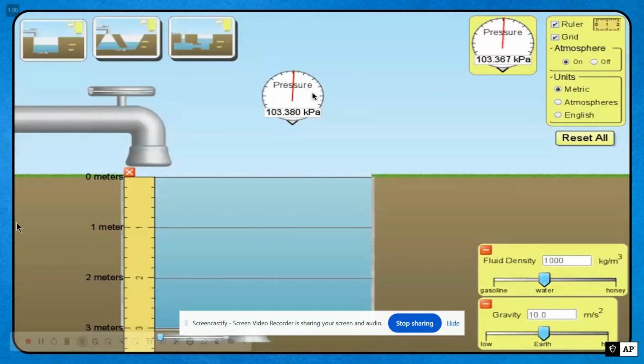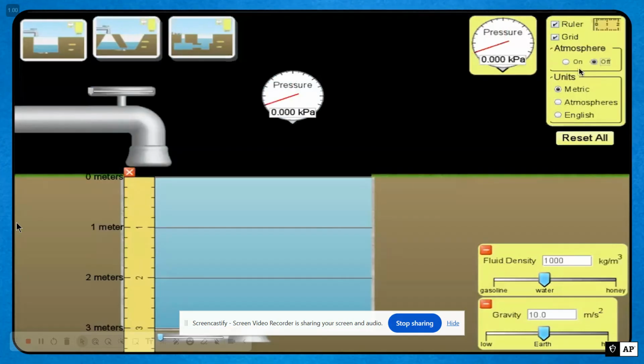But I want to focus on just the factors that affect the pressure in the fluid. We know the atmosphere does for sure, but what are the other factors? So we're going to get rid of the atmosphere. We're going to click this little button over here and turn the atmosphere off. What we're going to do is vary three things.